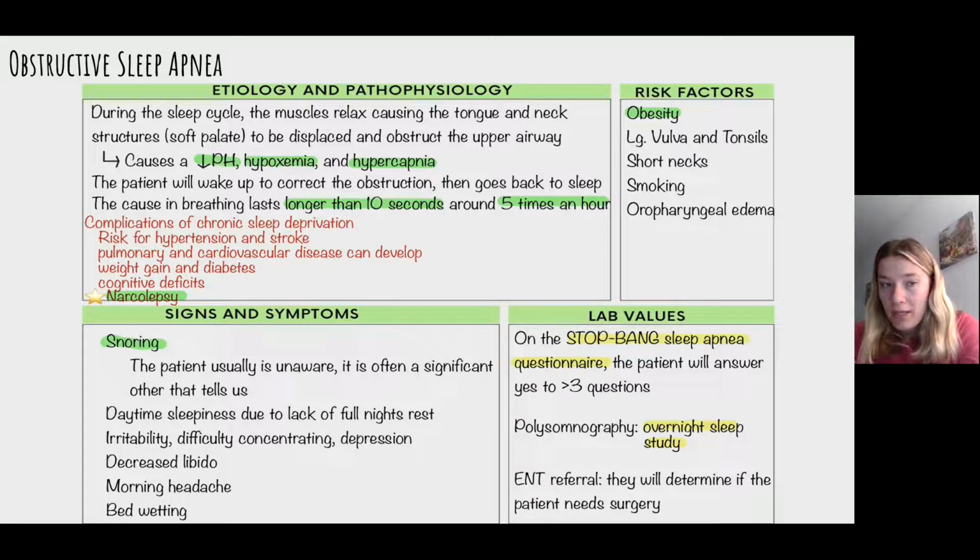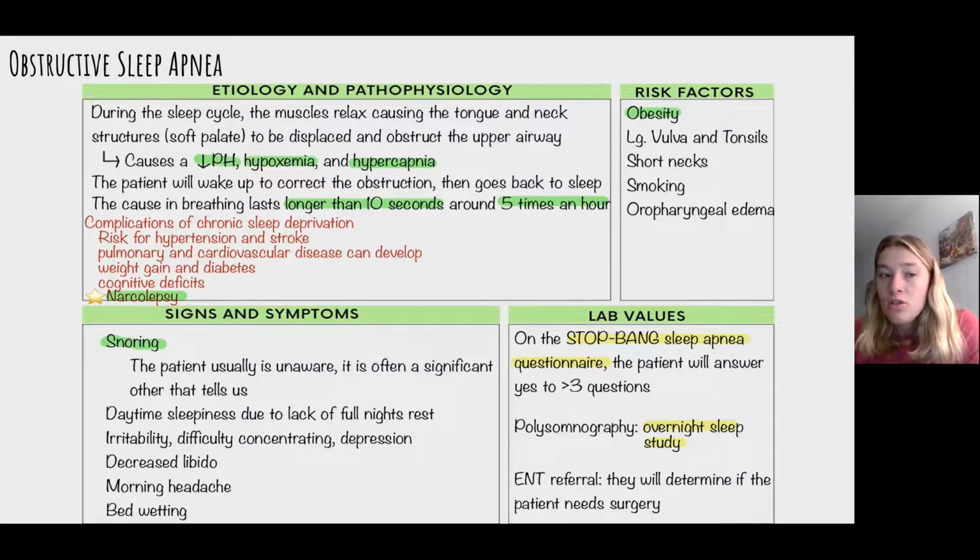So what are our chronic complications? Risk for hypertension and stroke, cardiovascular disease, weight gain, etc. But think about it. This patient is waking up 5 times an hour every night. Their sleep schedule is not going to be very good. So we're really concerned for the risk of narcolepsy with these patients. So keep that in mind too when we're giving certain medications. What's our number one concern? That they're going to fall asleep at the wheel driving, that they're going to fall asleep doing something, and they're further going to injure themselves.